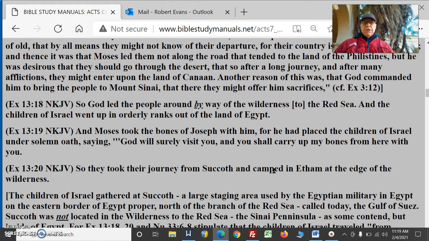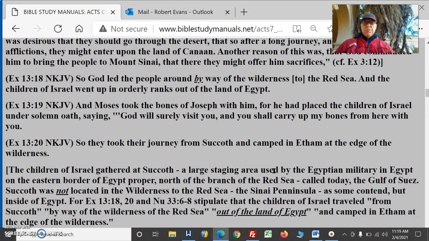So God led the people around by way of the wilderness to the Red Sea, and the children went up in orderly ranks out of the land of Egypt. And Moses took the bones of Joseph with him, for he had placed the children of Israel under solemn oath, saying, God will surely visit you, and you shall carry up my bones from here with you. So they took their journey from Succoth and camped in Etham at the edge of the wilderness.